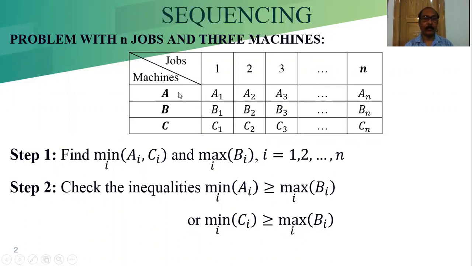What we have to do? First, for machine A, find out the minimum of Ai, and for machine C, also find out the minimum of Ci, and for machine B, find out the maximum of Bi. Then we have to check the inequalities. Minimum of Ai should be greater than or equal to the maximum of Bi, or minimum of Ci should be greater than or equal to the maximum of Bi. That is the criteria we have to satisfy, either one. If either one is satisfied, then we can move to the next step and convert the three machines problem to the two machines problem.